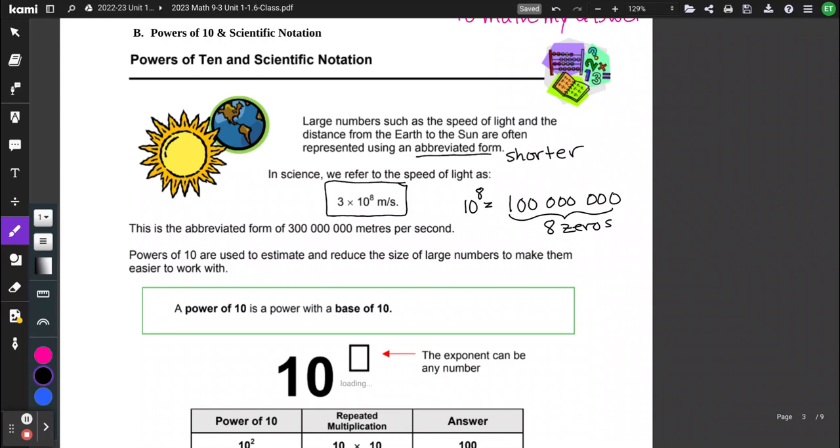So we have the number 300 million meters per second. And this really big number, 300 million, is abbreviated to that. Because remember, we talked about what if you're putting numbers in the newspaper.